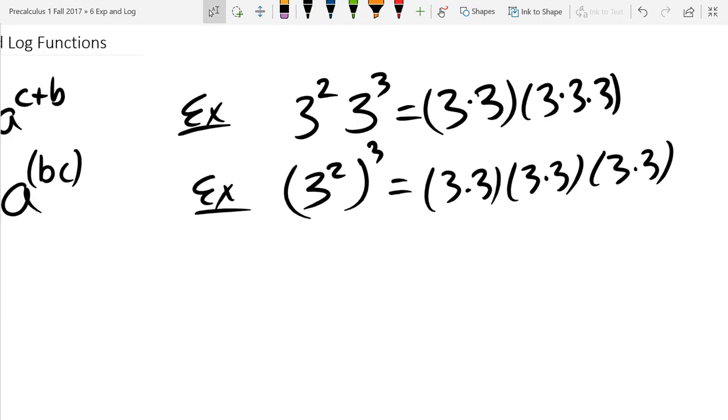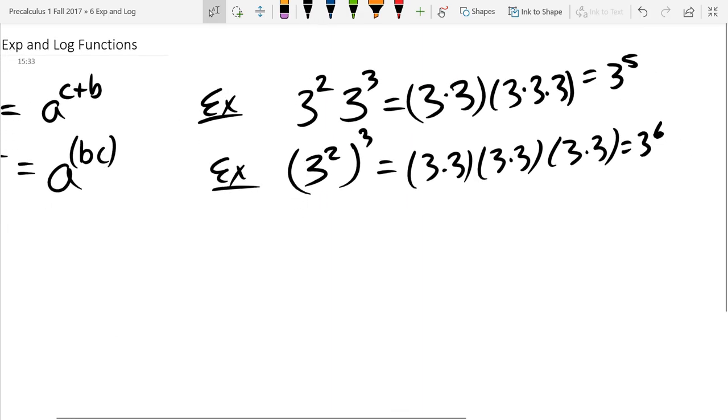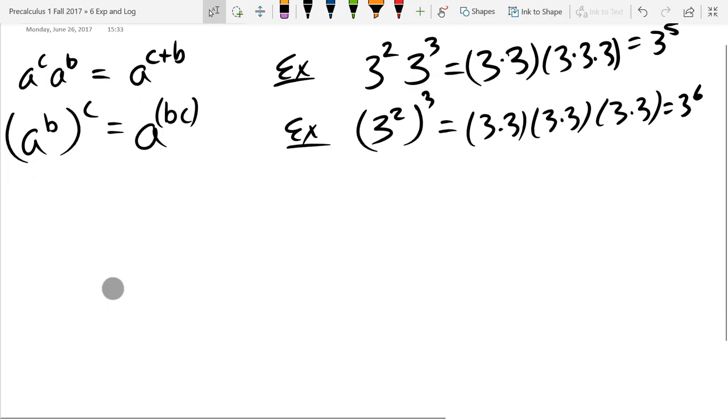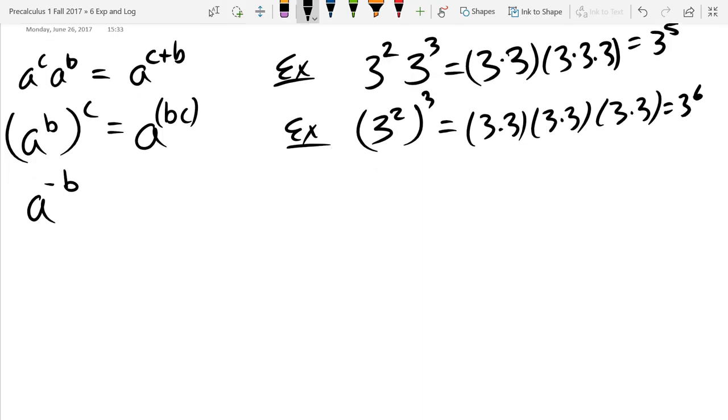So this is 3 times 3, 3 times 3, and another 3 times 3. Each of those is 3 squared, and there are 3 of them, so that is 3 to the 6th power. You can see all 6 threes. And of course, before that was 3 to the 5th power. All right, so powers of powers are products, so that's our second rule right there.